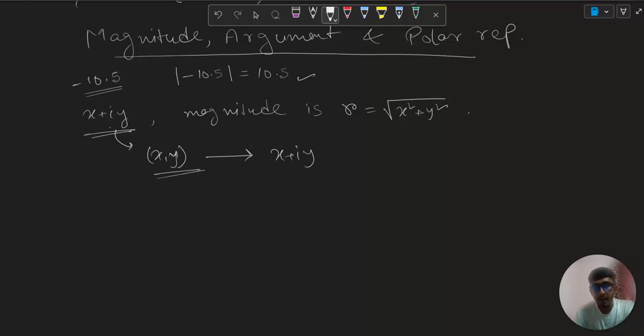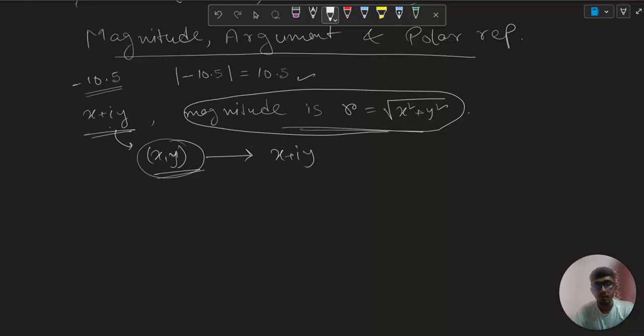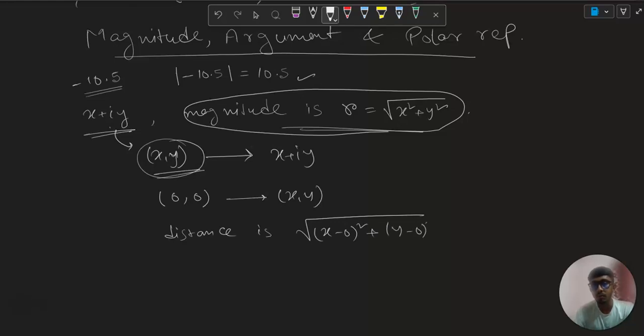So this magnitude we define here is the representation of the distance from 0, 0 to x comma y. The distance from 0, 0 to x, y is root under x minus 0 whole square plus y minus 0 whole square, which gives ultimately x square plus y square. So from here the distance or magnitude of a complex number comes, right?